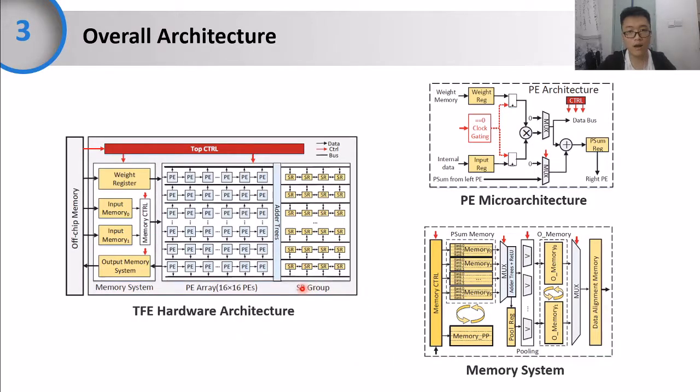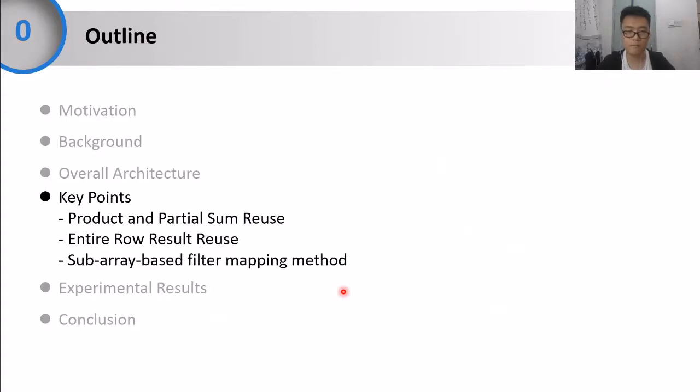Our TFE hardware architecture is mainly formed of three modules: the memory system and the PE array. The PE array consists of 256 PEs and a stacked register group. The function of the stacked register group will be introduced in the following sections. So now, please let me introduce the three contributions of our architecture.